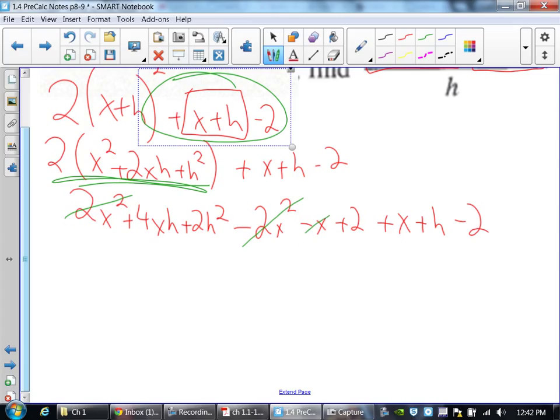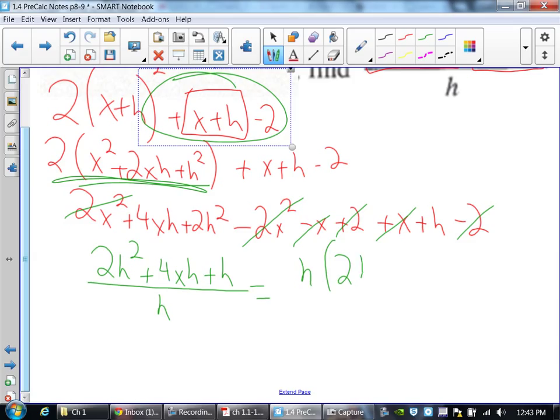The x's go away. The 2's go away. And we're left with 2h squared plus 4xh plus h. And what is that all over? h. Bless you. Factor out the h, very good. Don't forget to put a 1 there.